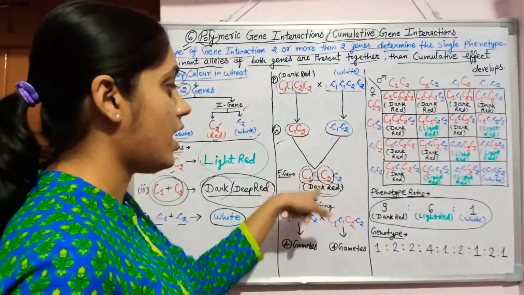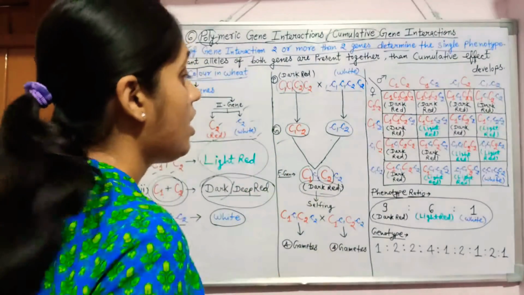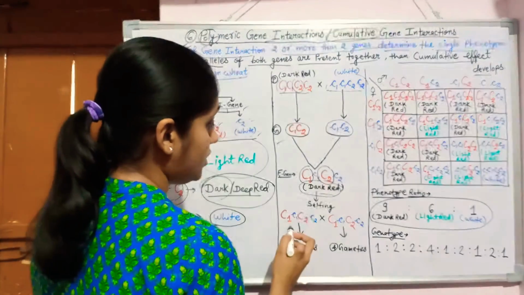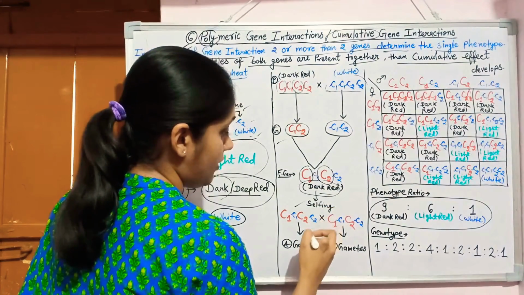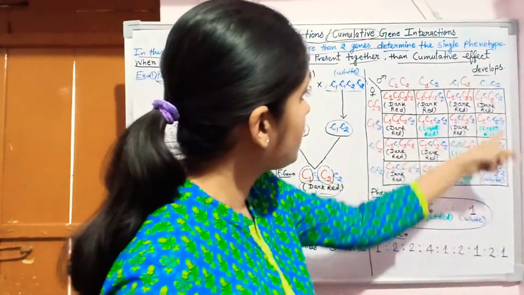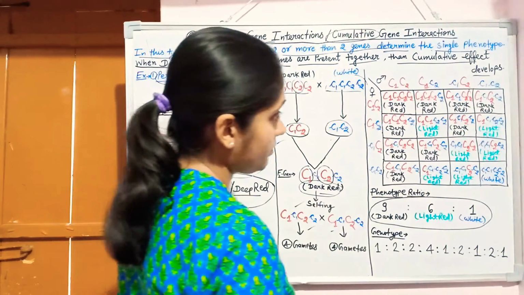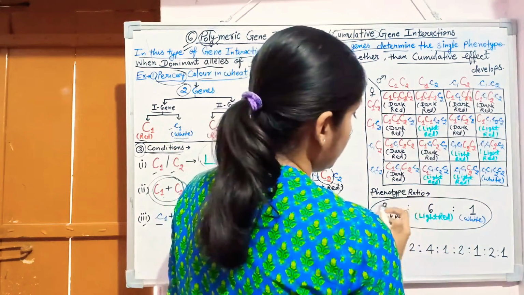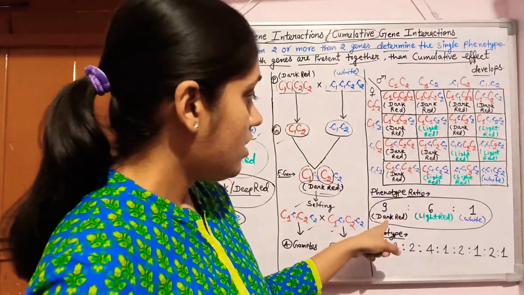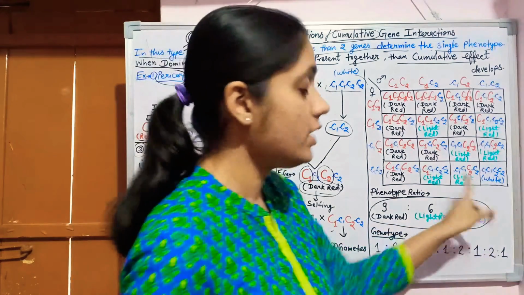So the seeds are dark red in color. The pericarp is dark red in color. Okay, the cumulative effect is shown. Then after this we will do the selfing, then form the gametes, and after this you can form this checkerboard. In the checkerboard you can see the phenotypic ratio is 9:6:1. 9 seed pericarp is dark red, 6 light red, and 1 is white.